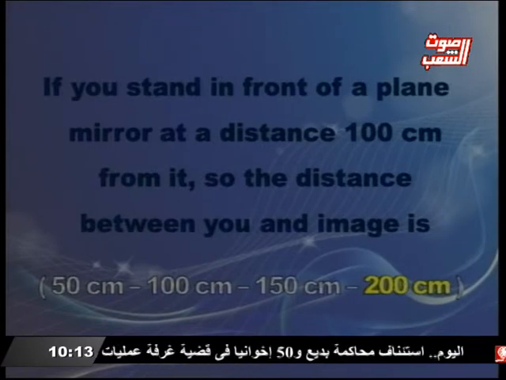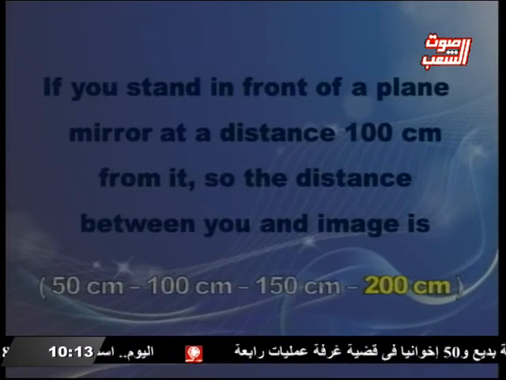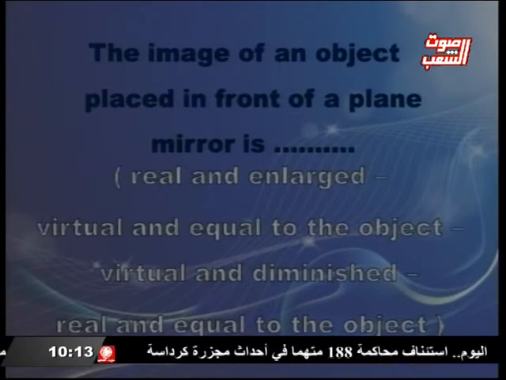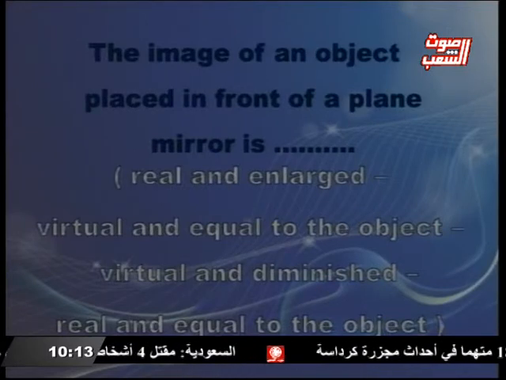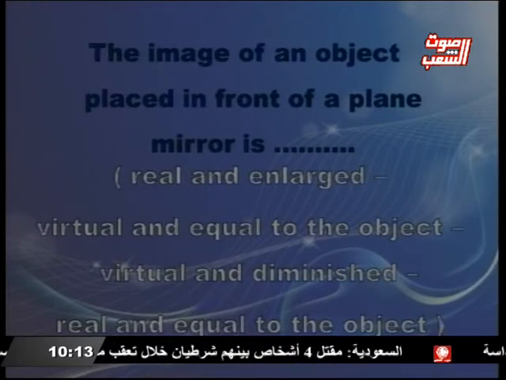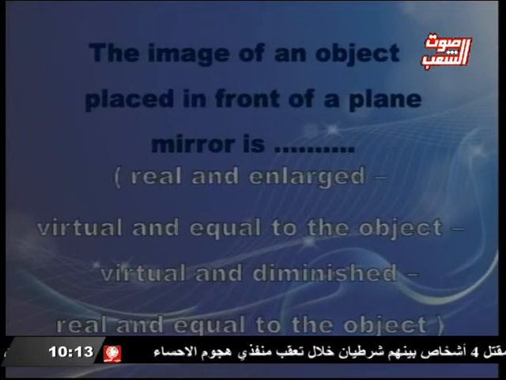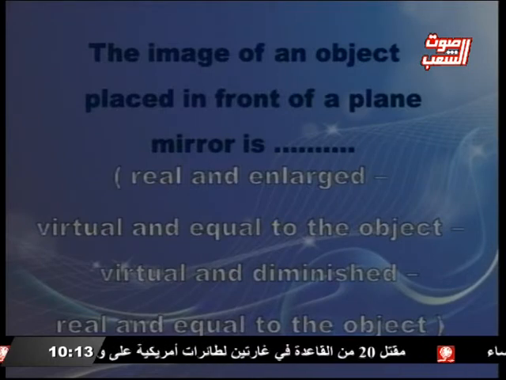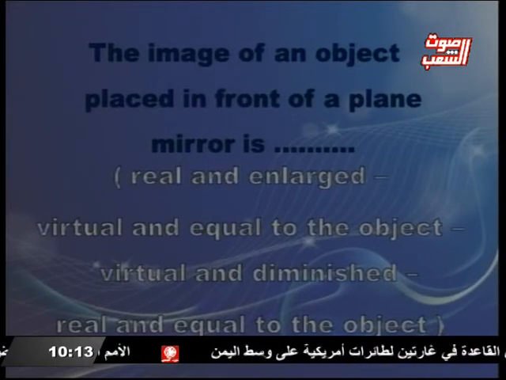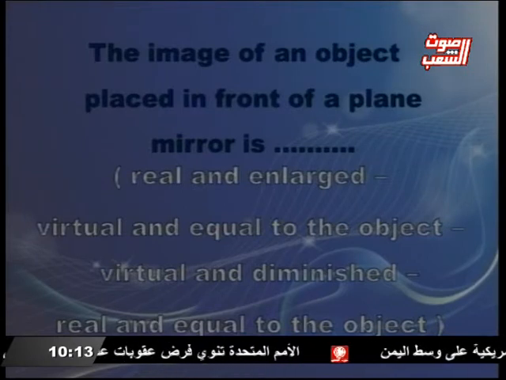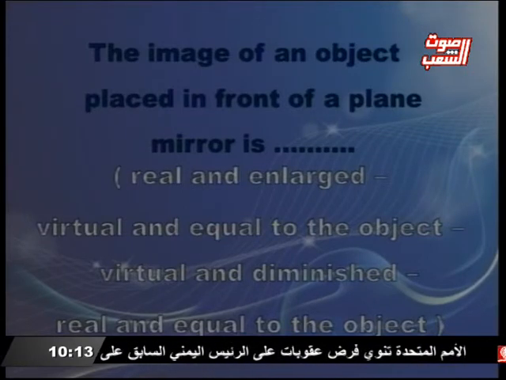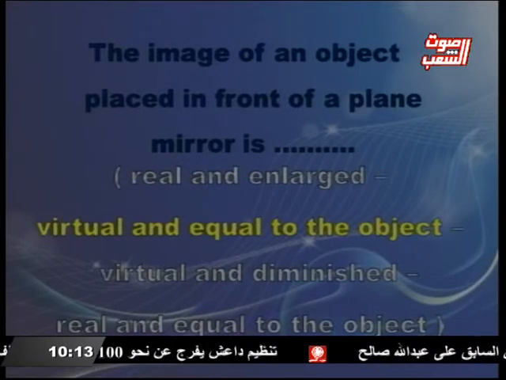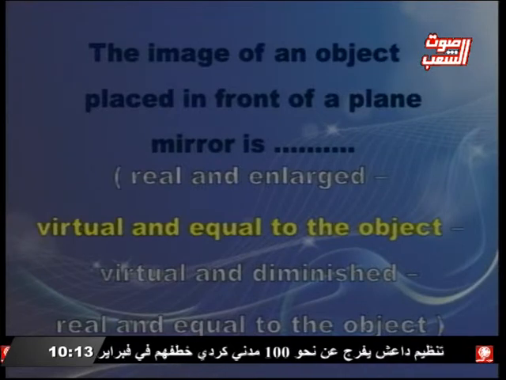Because the distance between the body and the mirror equals the distance between the image and the mirror. Another sentence: the image of an object placed in front of the plane mirror is real and enlarged, or virtual and equal to the object, or virtual and diminished, or real and equal to the object. Which one is right? We have here the image of the object placed in the plane mirror. Plane mirror, they are equal. Yes, very good. But is it real or virtual? So here the answer is virtual and equal to the object, or equal to the body.